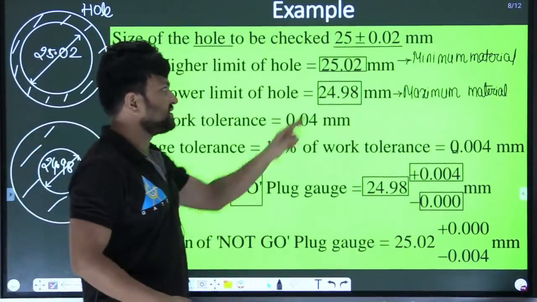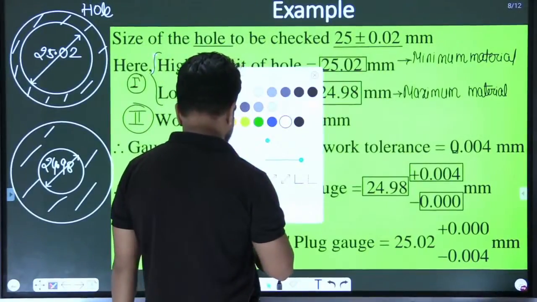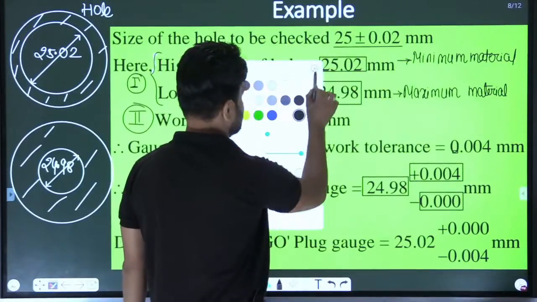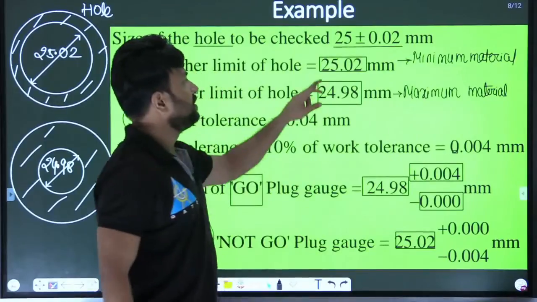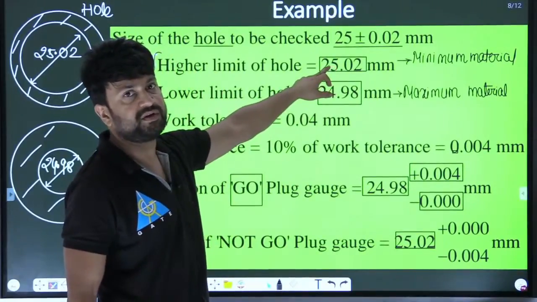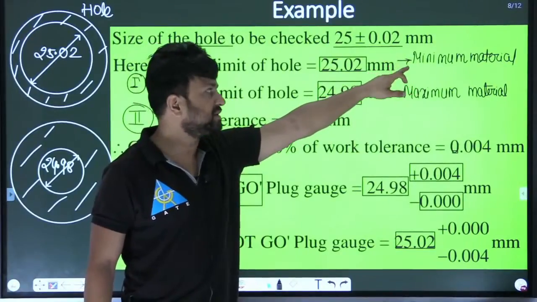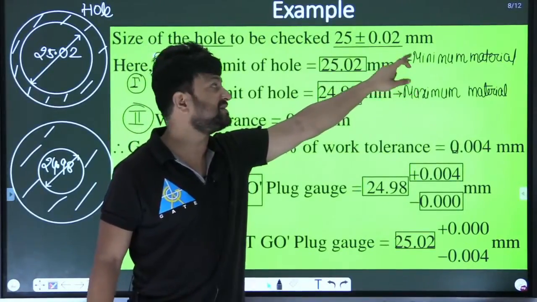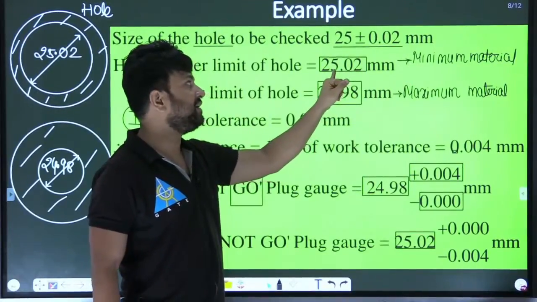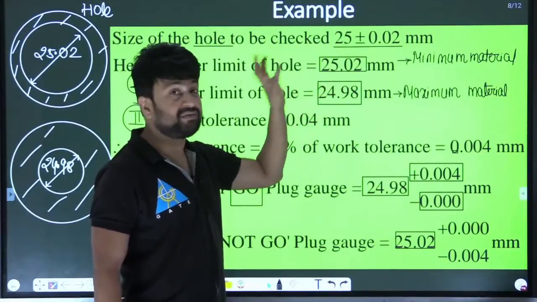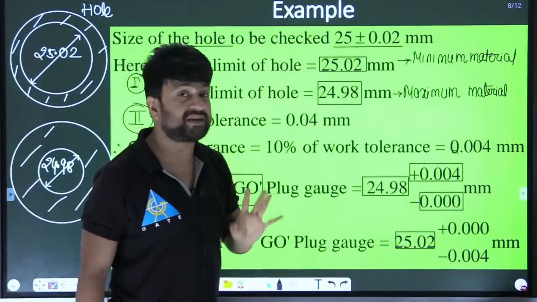So the basic size will be 25.02. This is the basic size, right? Now this is the maximum size which is possible, and this is the minimum material which is possible. So, my dear, it is the maximum size of your not go gauge.